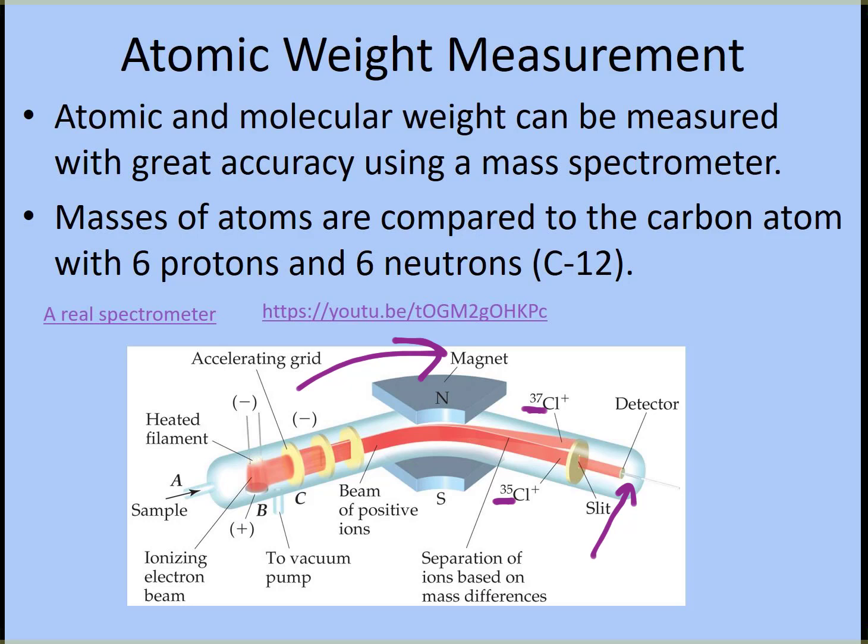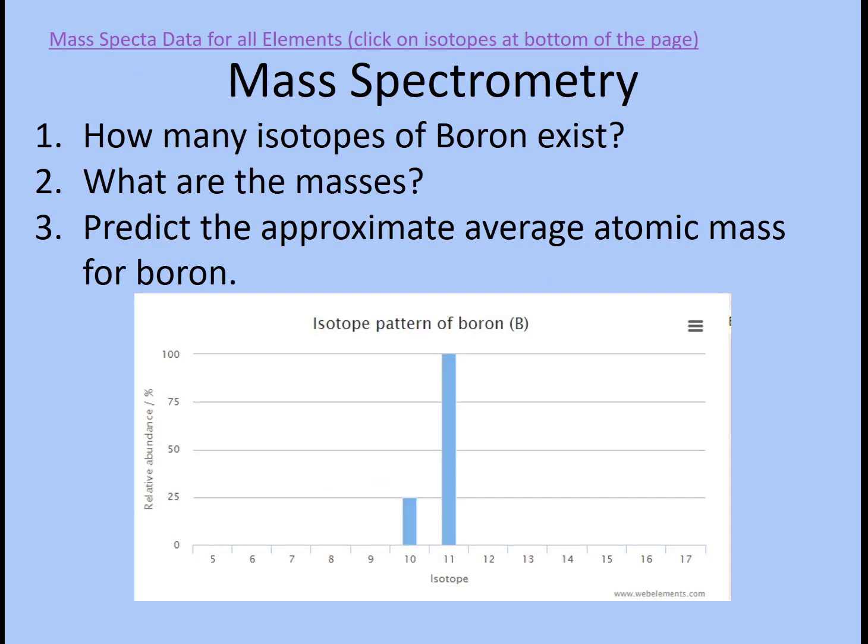Then you get a printout that comes out. So it's just a machine. You put the sample in. Again, it ionizes it, turns it into an ion. Then it uses this magnet and it's able to separate out the masses. So you get a printout that looks like this.